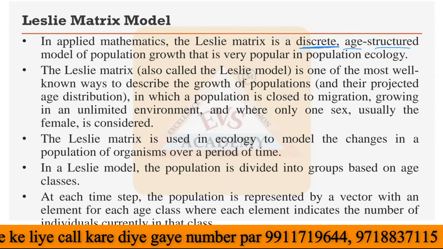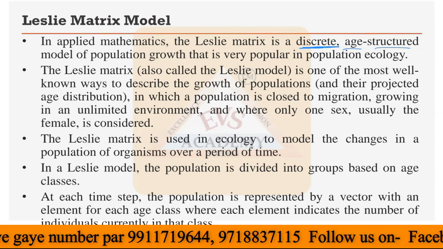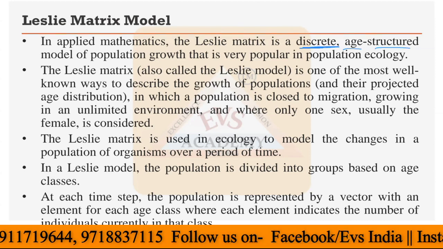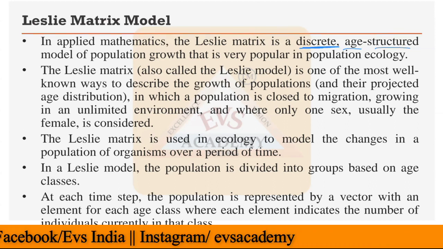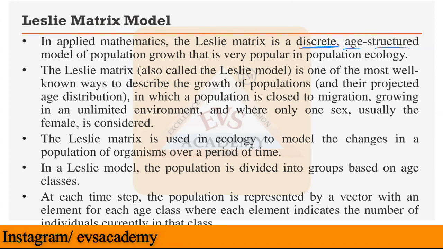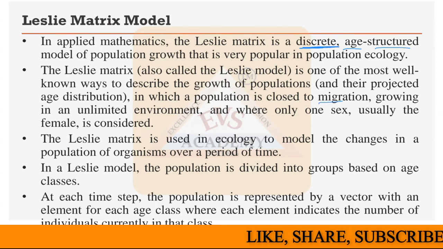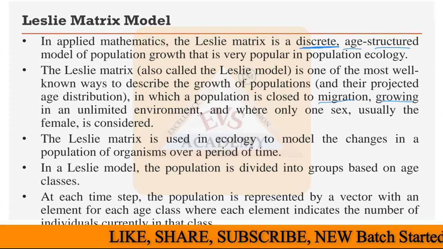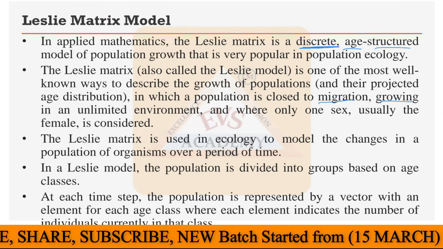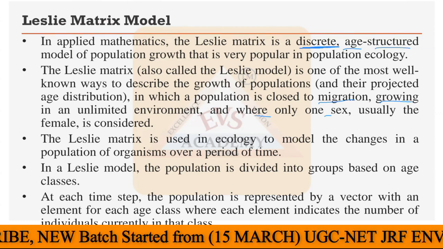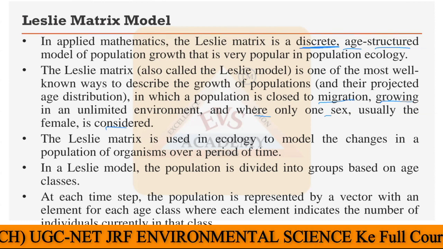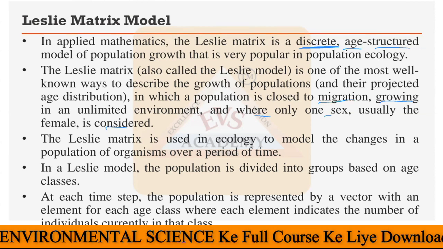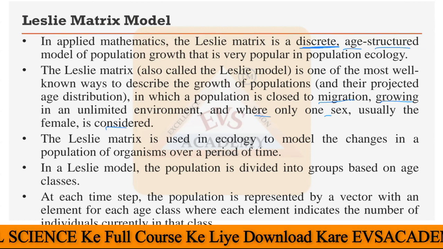So what you will do? You will create the different classes of age groups, and in these age groups, you will count how many individuals or organisms there are and put them in that particular category. So this is what we do in the Leslie matrix model, in which the population is closed to migration, growing in an unlimited environment, and where only one sex, usually the female, is considered, because females participate in reproduction, since they are the only ones producing the progeny. So that's why here only females are considered.